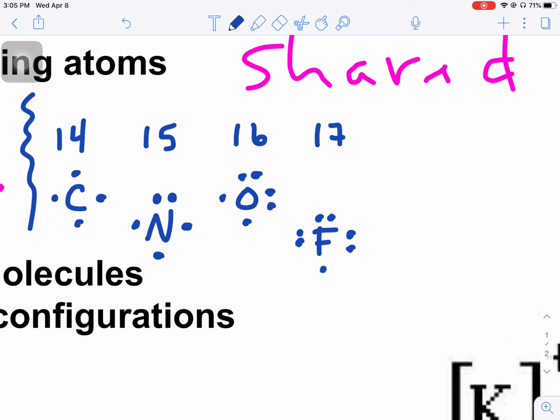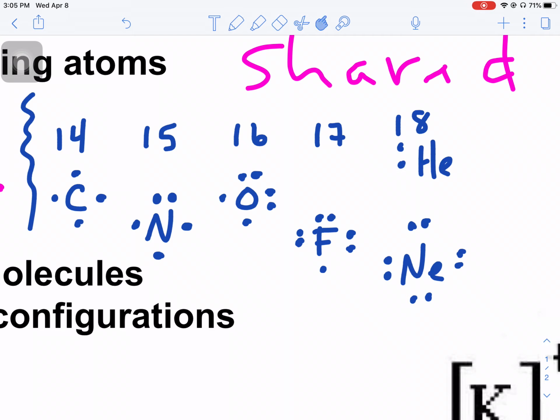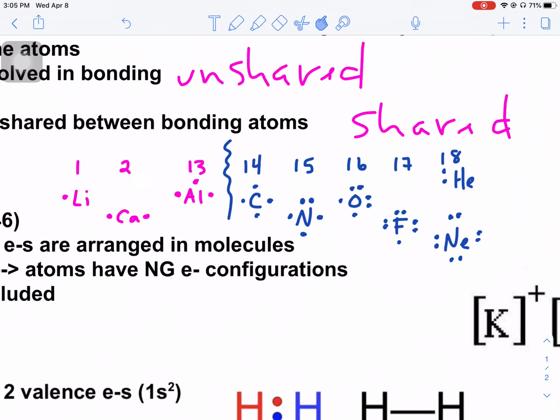Now I get to group 18, and for the most part, they follow the octet rule. So if I wanted to do neon, neon has all lone pairs. Neon already has its stable octet, and the exception to that would be helium. Helium has 2 valence electrons, which are paired. So helium only needs 2 electrons to fill up its 1s.